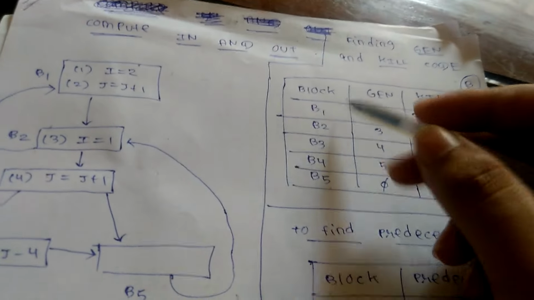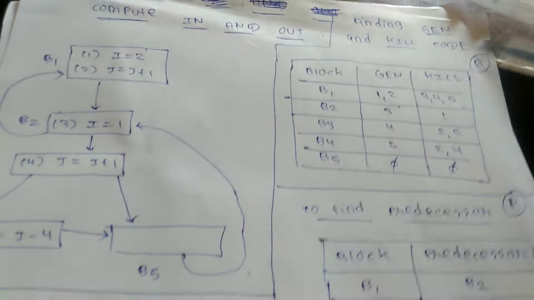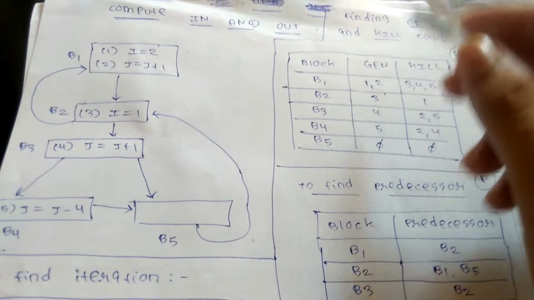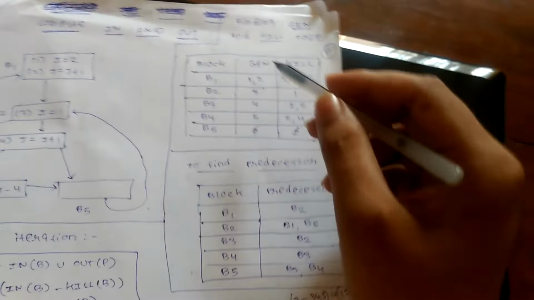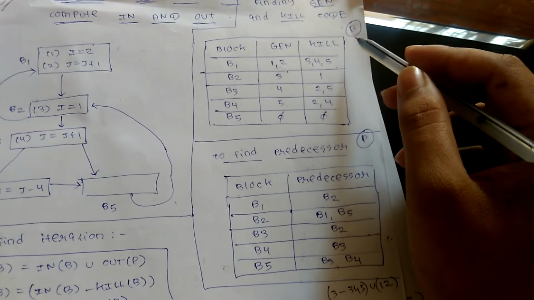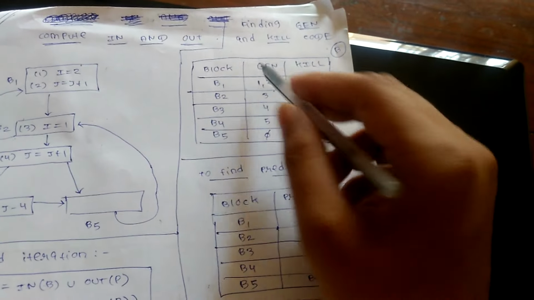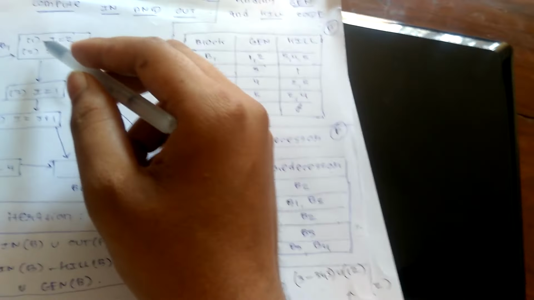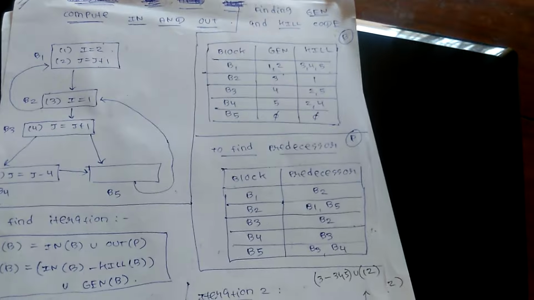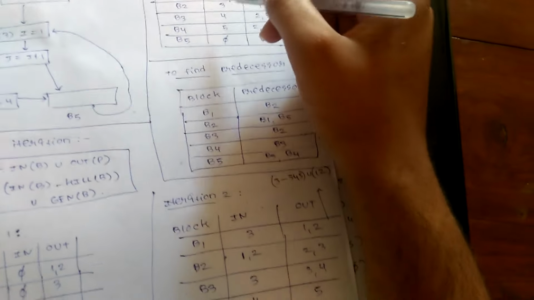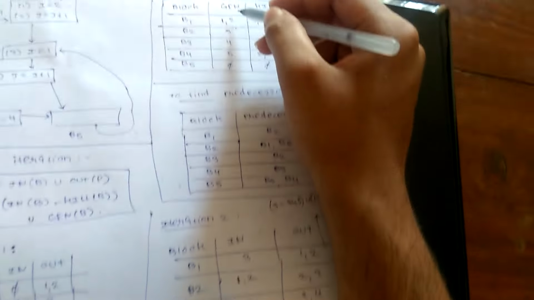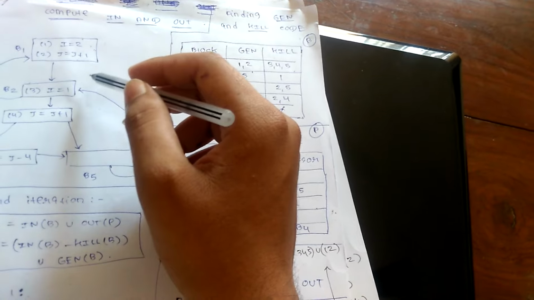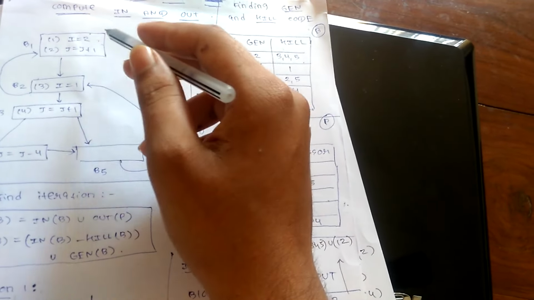Now make the columns as block, gen and kill. So what is basically the gen and kill is that the gen values are those values which are defined within the blocks, and the kill values are those values which are defined outside the blocks. Means, see, in block B1 the I and J are two instructions, and their numbers are 1 and 2. Then the 1 and 2 are defined in the instruction, so we will put it in the gen value 1, 2, and I and J are defined in first block.